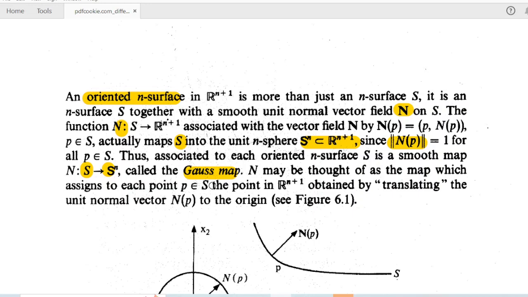So basically a Gauss map is a mapping from S to S^n, where S is an oriented n surface and S^n is the unit n sphere. N may be thought of as the map which assigns to each point P belonging to S the point in R^(n+1) obtained by translating the unit normal vector N of P to the origin.